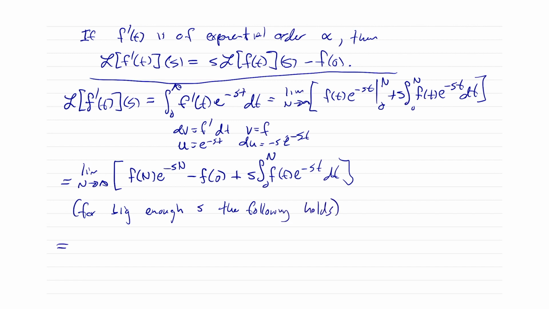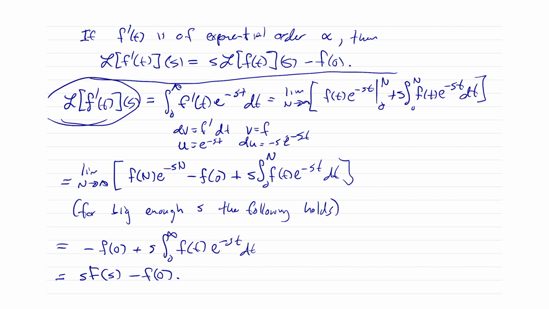So we'll just say for big enough s, the following holds. We have 0, minus f at 0, plus s times the integral from 0 to infinity of f of t e to the minus st dt. And ultimately this gives us s times capital F, the Laplace transform, of s minus f of 0. Okay, good, that's what we wanted. We have the Laplace transform of f prime turns into s times the Laplace transform of f minus f of 0.